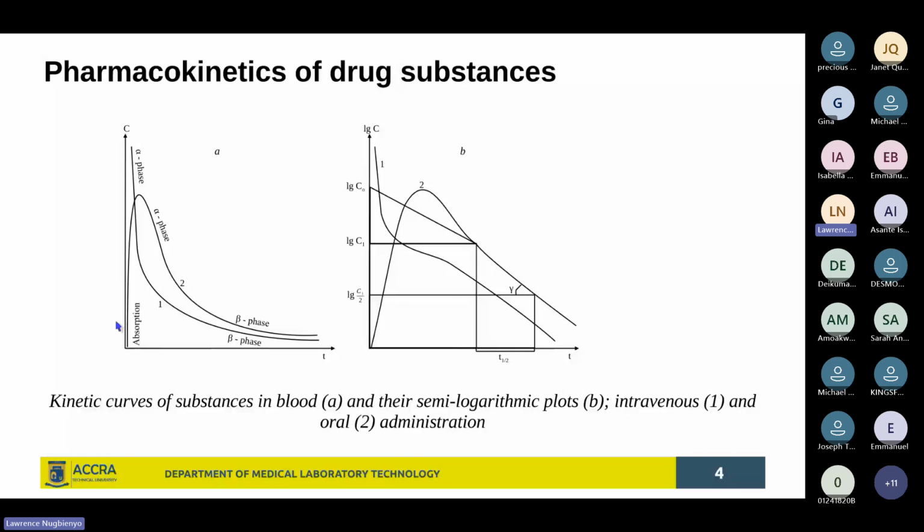Now, usually you use the logarithmic values of concentration on the vertical axis when you are dealing with minute concentration values, because representing them directly on the graph can be difficult. You find difficulty with having consistent intervals between these concentration values, and so you convert them into logarithmic values so that you can make more meaning out of it.